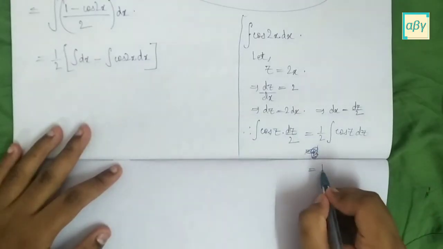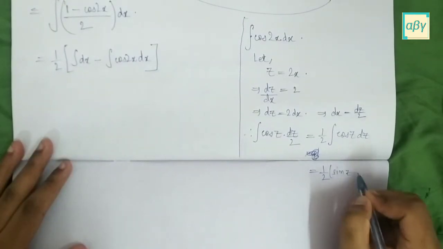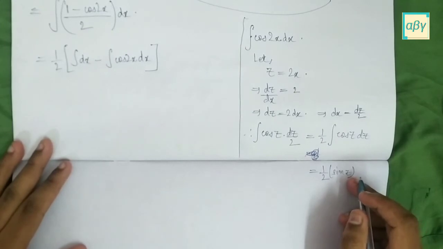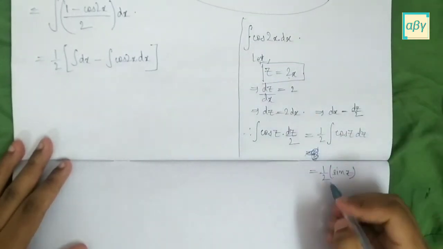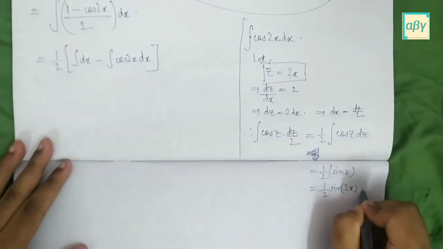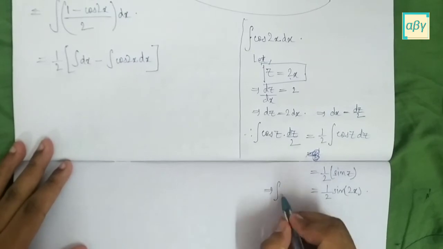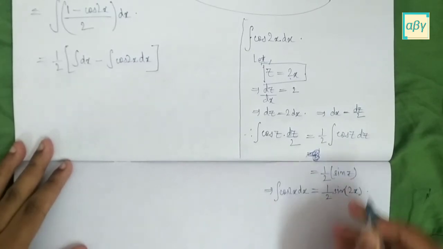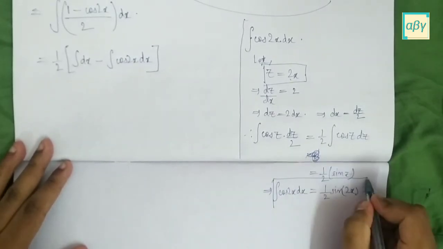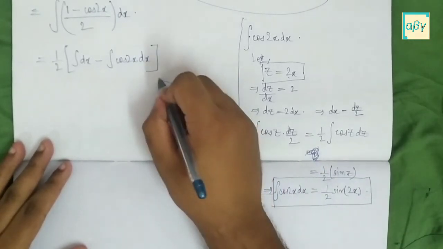So now I can write this as half times integration of cosine z dz is equal to sine of z. Now what was your z? Your z was equal to twice x. So I can write this as half of sine of twice x. So your integration of cosine of twice x is equal to half of sine of twice x. So let me substitute this in the expression.